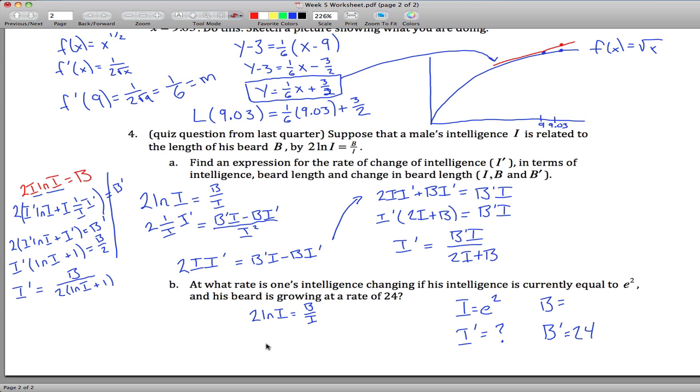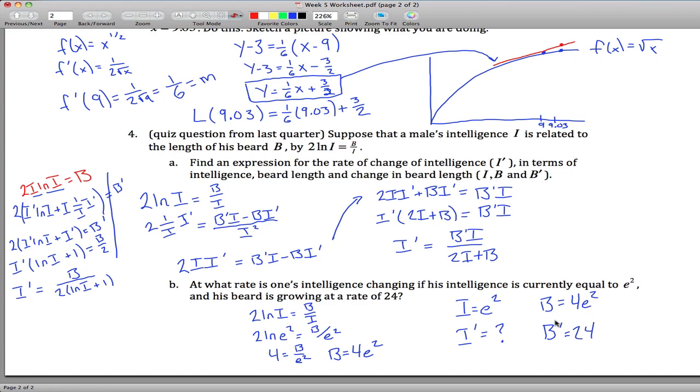So we know that 2 times the natural log of I is going to equal B over I. So if I equals e squared, you get 2 times the natural log of e squared equals B over e squared. Natural log of e squared is just 2. 2 times 2 is 4. So you get 4 equals B over e squared, or B equals 4e squared.